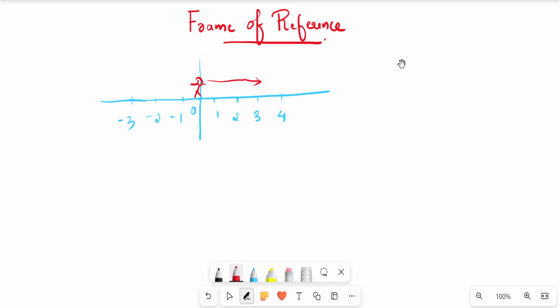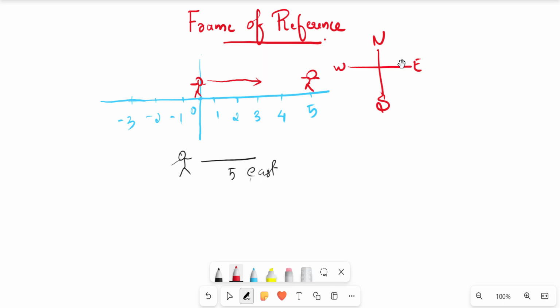Geographically, this one is north, this one is south, this one is east, and this one is west. Let us say that the person moves 5 meters to the east. So let this be the fifth point. Now the person is here.